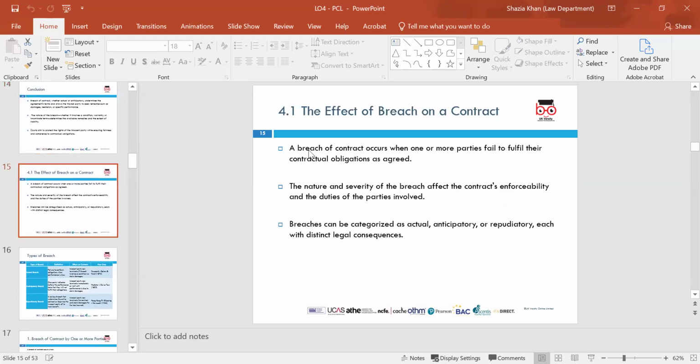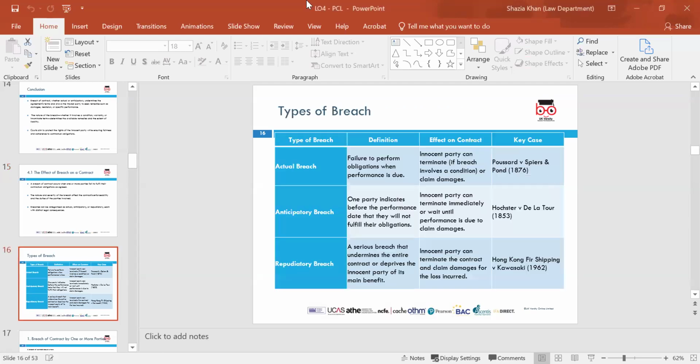The effect of breach of a contract. When a contract is breached, the affected party can potentially, as we mentioned, seek remedies, including financial compensation to cover their losses, the ability to terminate the contract, or in certain situations, a court order requiring the breaching party to fulfill their contractual obligations, depending on the severity of the breach and the specific terms of the contract. Essentially, a breach can significantly impact the legal enforcement of the contract and potentially result in legal action against the breaching party. So the types of breach we've got here.